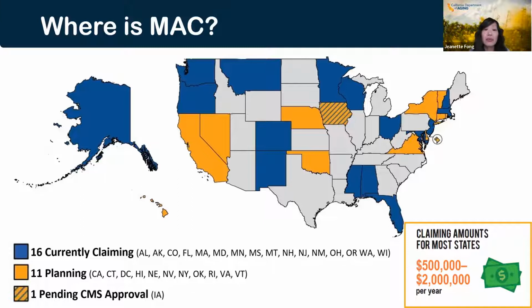And as you can see in the bottom right-hand corner, the average claiming amount for most states ranges between 500,000 to 2 million per year. But it does vary considerably depending on a number of factors, including the size of the state and the number of ADRCs participating. In California, we are a very big state, and with our AAAs and ILCs as core partners, there is a lot of potential for reimbursement. So we want to make sure we're all taking full advantage of that and have as many ADRCs participating as possible.